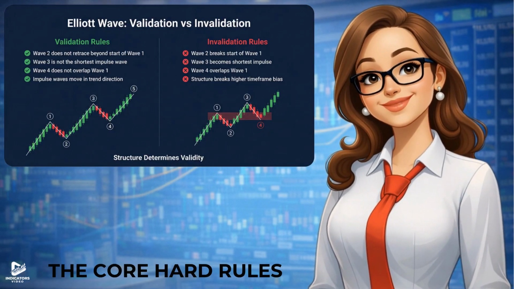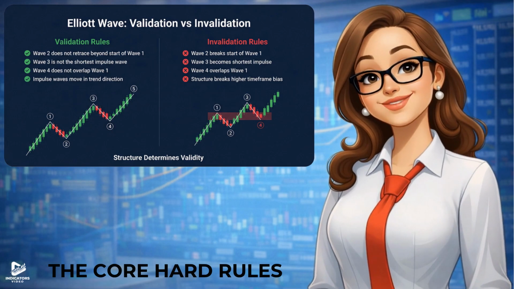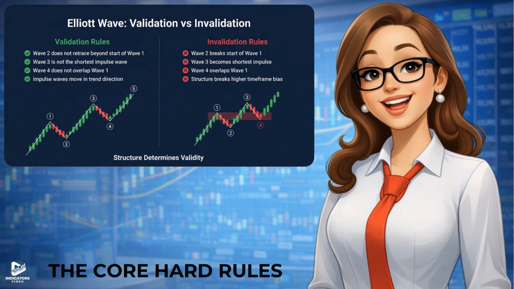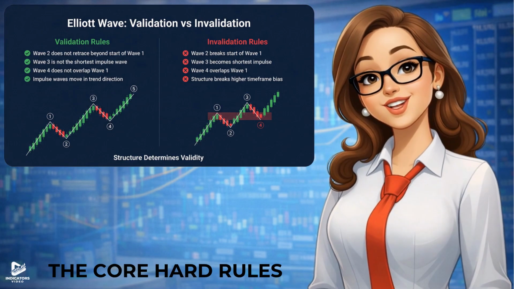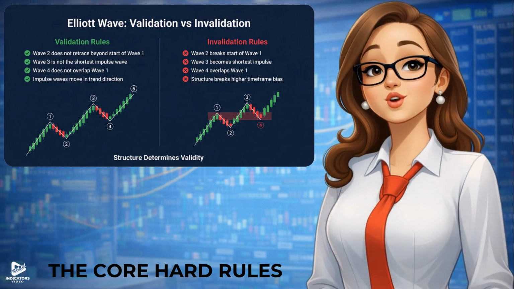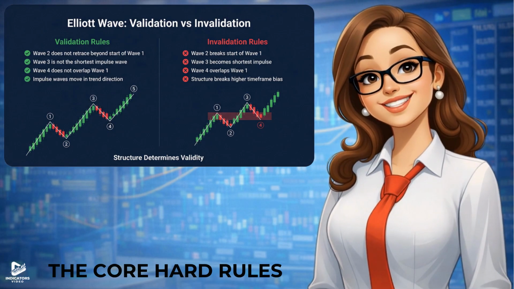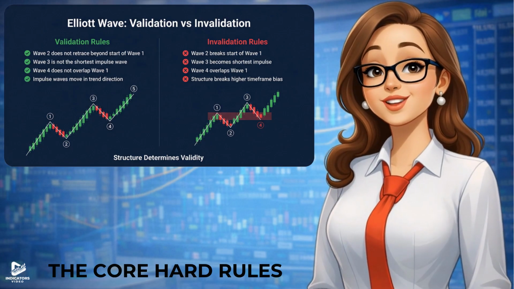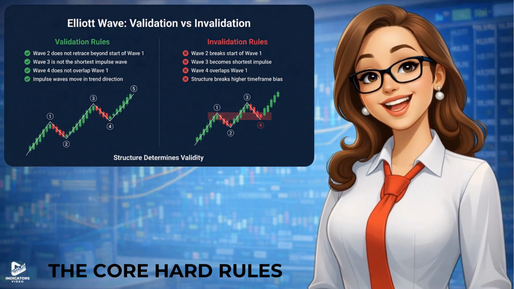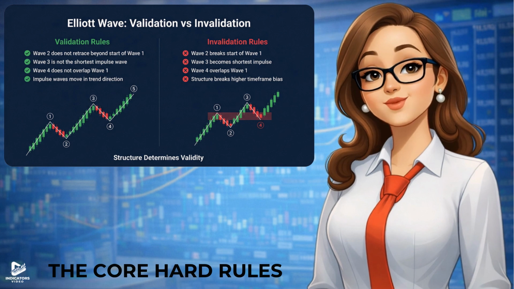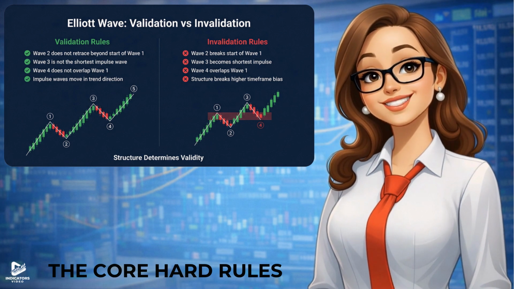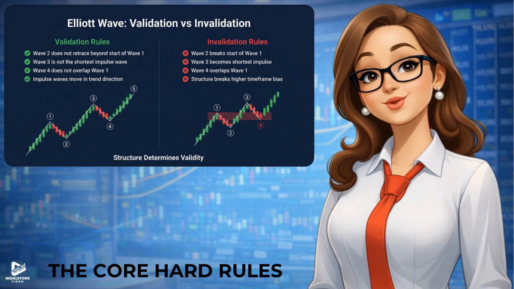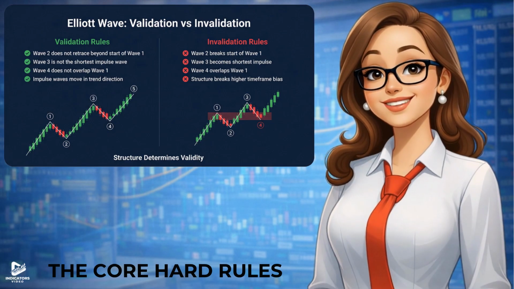There are hard rules. And when those rules break, the count is invalid. Let's separate validation from invalidation. First, validation. Wave 2 must not retrace beyond the start of Wave 1. If it does, the structure resets. Wave 3 cannot be the shortest impulse wave. It is usually the strongest. Wave 4 must not overlap Wave 1 in a standard impulse. When these rules hold, the structure remains valid.